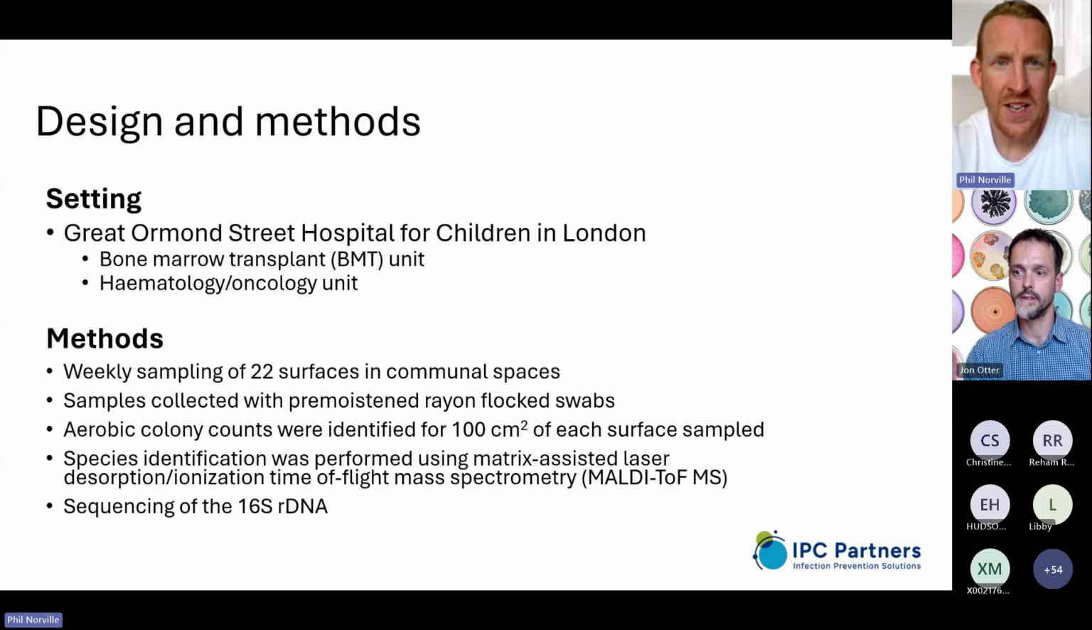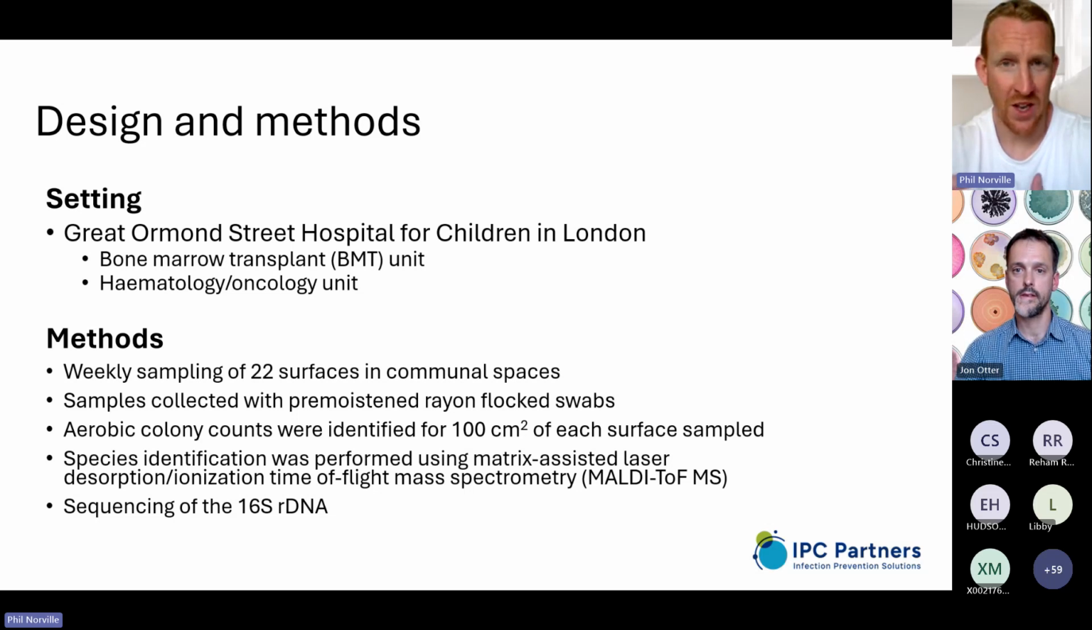So if we get into the study itself, it was done at Great Ormond Street Hospital for Children in London, and it was done in an area of the hospital where some of the sickest and most vulnerable patients were. So a bone marrow transplant unit and haematology oncology unit. If you think about the patient population there, very vulnerable, very young, and lots of challenges about keeping them safe and protecting them from infections. What they were doing in that study was weekly sampling of 22 surfaces in communal spaces. And I think that's the first key point to get across, really, is this sampling was taking place in communal spaces.